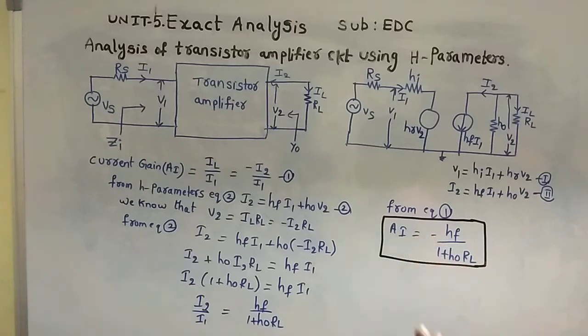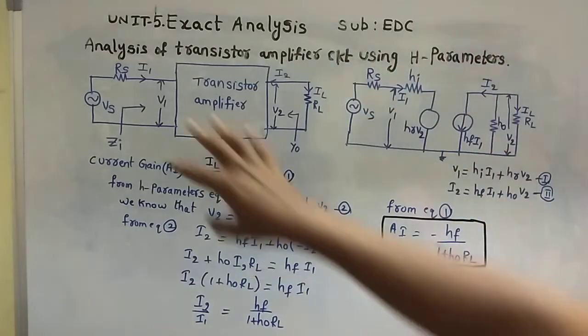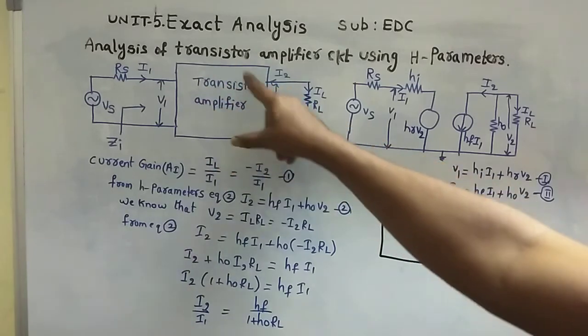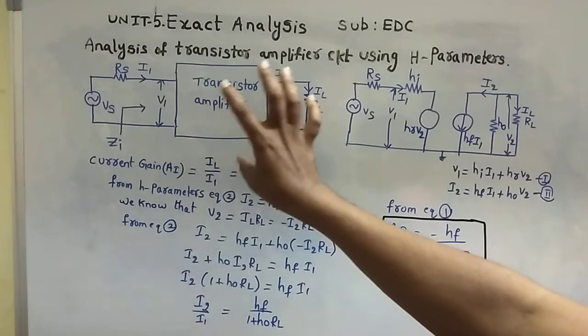So I am explaining a common model for all the configurations, that is analysis of transistor amplifier circuit using H parameters. This is a common circuit. It may be any configuration: in place of the transistor amplifier, it may be common emitter, common base or common collector. Okay, this is the basic circuit.